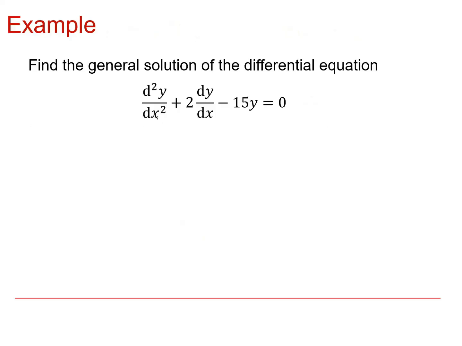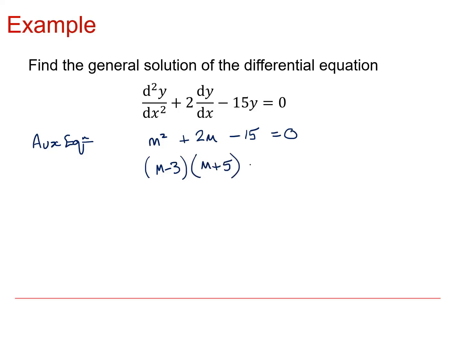So to find the general solution of this differential equation, we first of all form the auxiliary equation. For this, d2y by dx squared is m squared, twice dy by dx is 2m, the minus 15y is just minus 15, and that's equal to 0. Now this equation factorizes. It's m minus 3 times m plus 5, which is equal to 0, which gives me two values for m. m is equal to 3, or m is equal to minus 5.